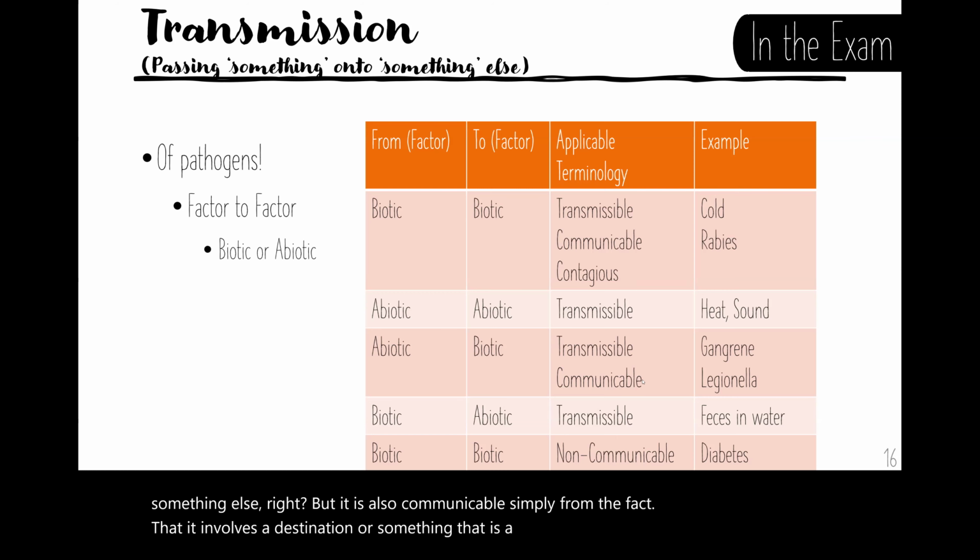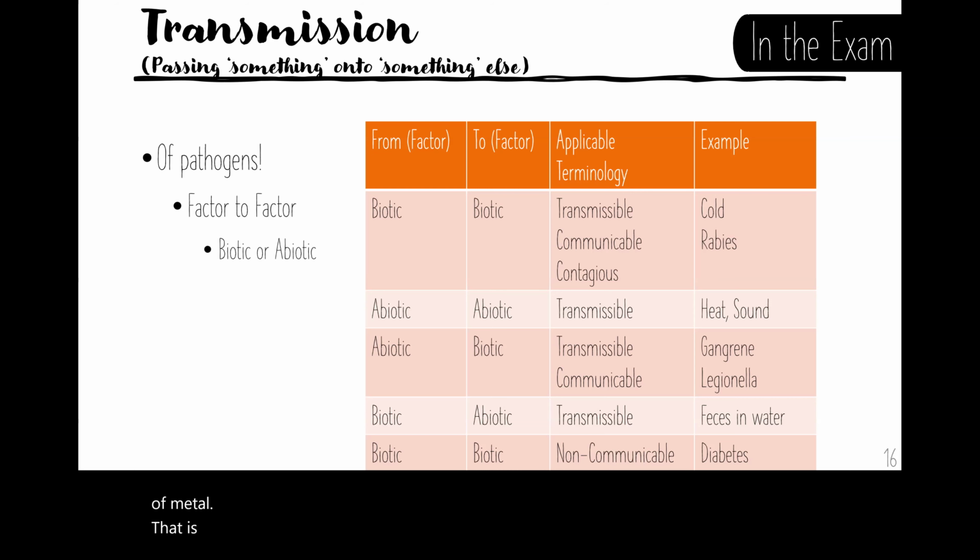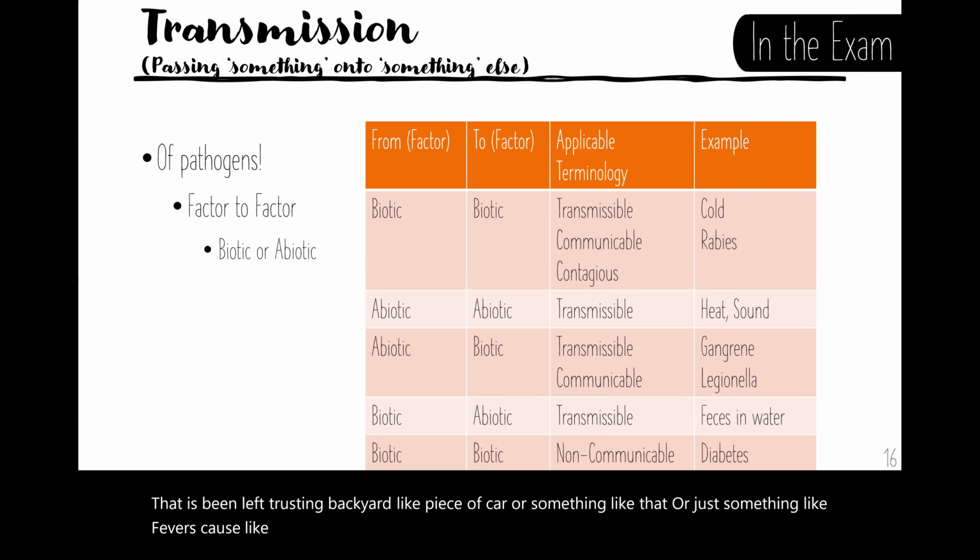So the examples that we have here, for example, is acquiring something like gangrene, so cutting yourself with a rusty piece of metal that has been left rusting out in the backyard, like a piece of car or something like that, or something like fevers caused like from Legionnaire's disease, or even something like Legionella that could be transmitted even in the air or other unclean surfaces.